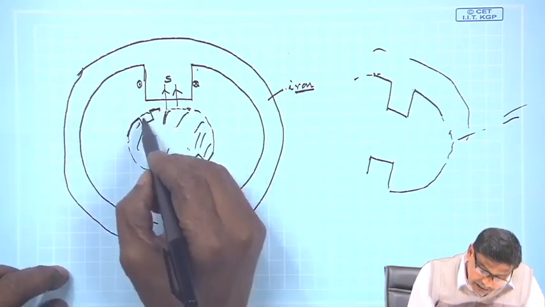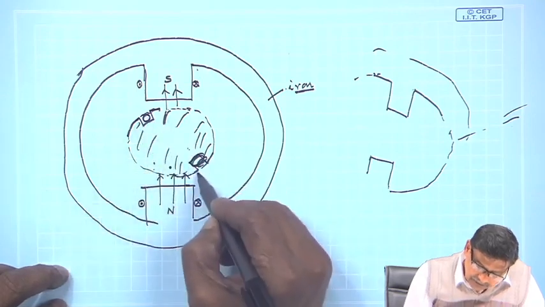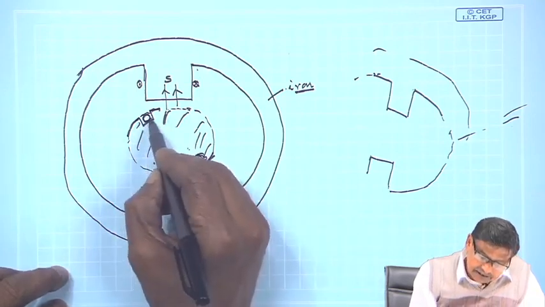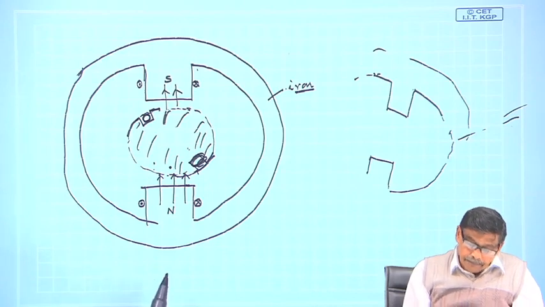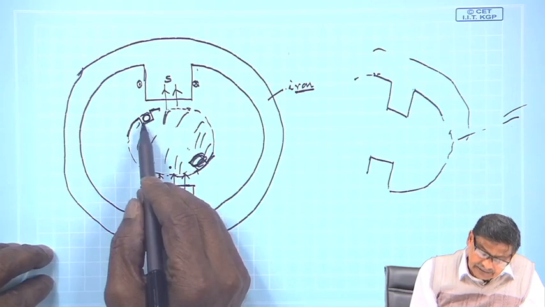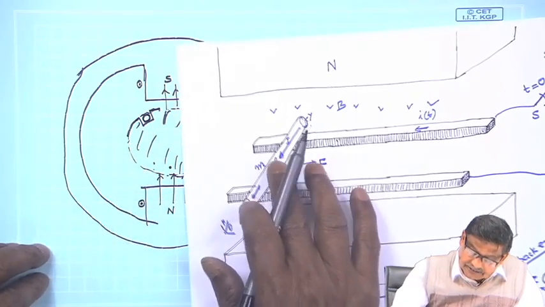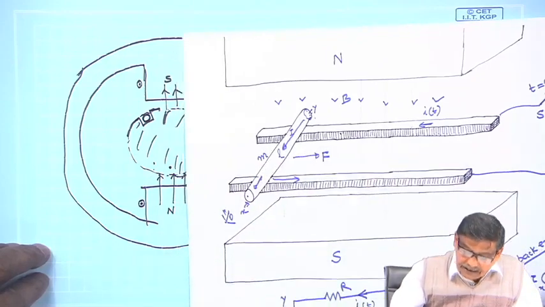Now, here you can place a conductor. Forget about this slot, single conductor. I can place a conductor like this. Okay. And this will resemble our single conductor generator here. In which way?